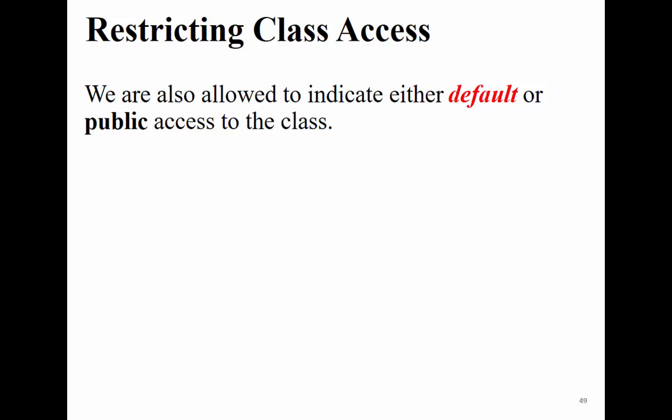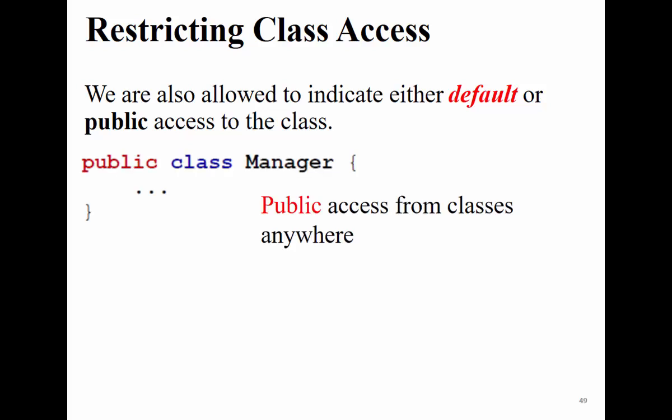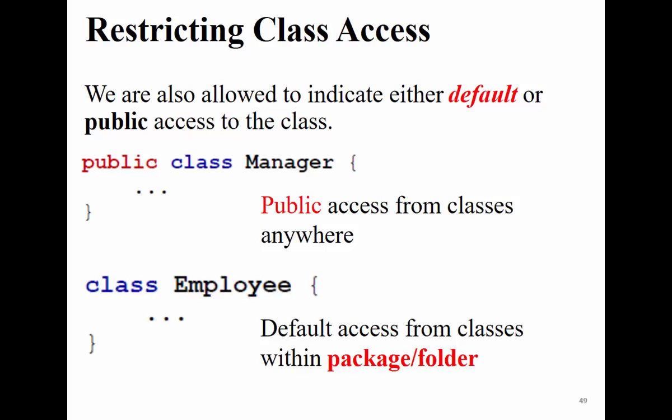Now, we can restrict the access of the class, but we have to make sure about the default and the public access of the class. In this case, we have public class Manager. That means it is accessible for the client. Here is the class Employee. We don't provide public or private for this class. That means this class is package, or folder, accessible. That's what we always have to be careful about. If you design an application, you have to be careful about the package access.